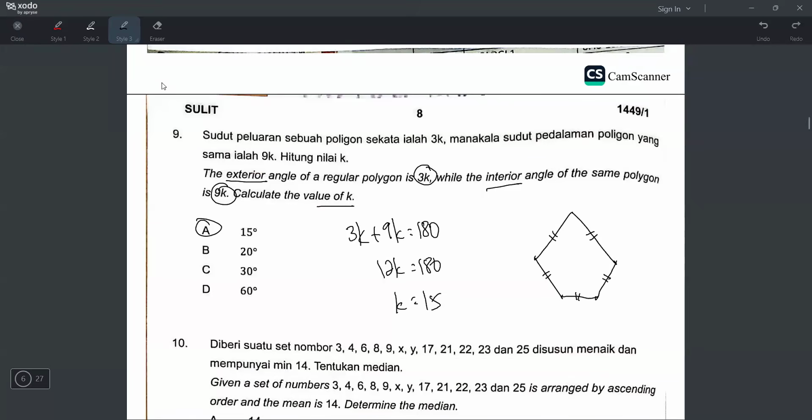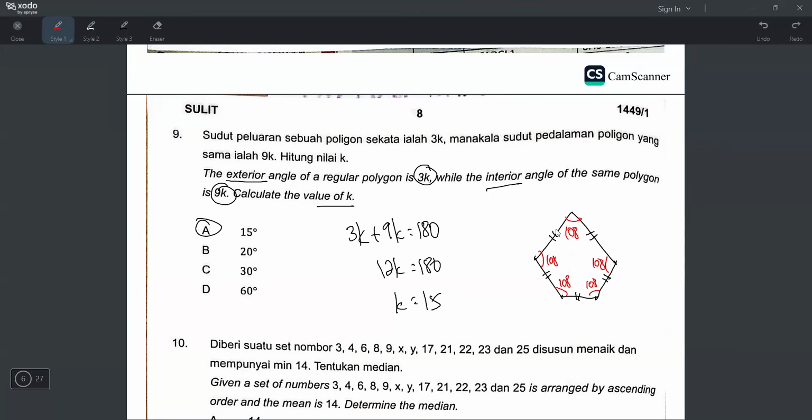So what is interior angle? Interior angle is this angle right here, right here, right here, right here, right here. And this is what we call the interior angle. And it's 108 by the way. Yeah, because it's a regular pentagon, and regular pentagon, the each angle inside will be 108 because of the formula n minus 2 times 180.